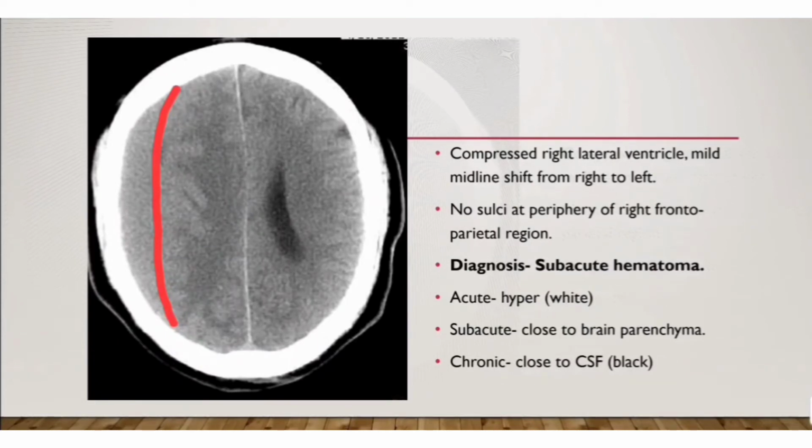Now your acute hemorrhage appears white or hyperdense, and the chronic hemorrhage appears dark or hypodense, which is close to the attenuation value of the CSF, and subacute bleed is somewhere in between these two, and the attenuation of the subacute hemorrhage is nearly similar to the attenuation value of the brain parenchyma.